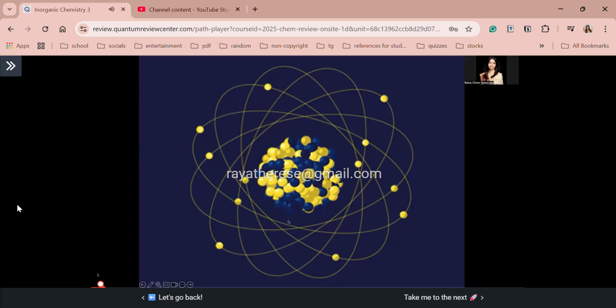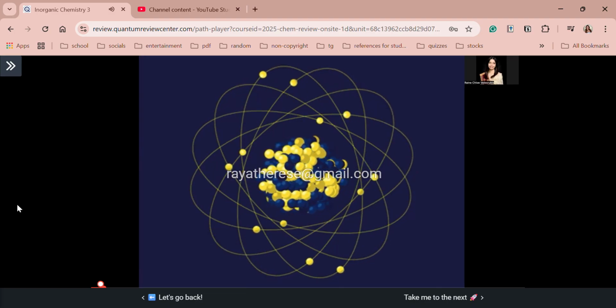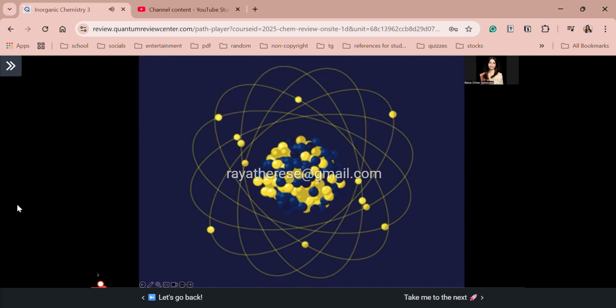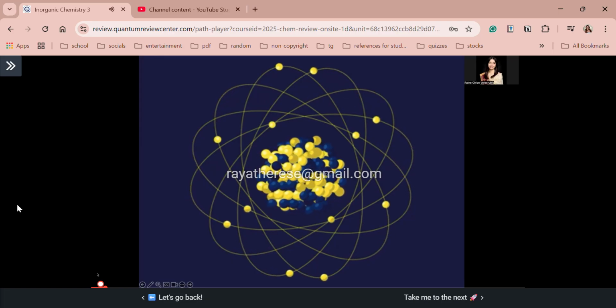So this figure shows the nucleus of uranium. Recall our lesson on atomic structure. What is the composition of the nucleus again? Yes, it consists of protons and neutrons. So in this chapter, we are going to discuss atomic species and how they vary or react depending on the number of neutrons and protons they have in their nuclei.